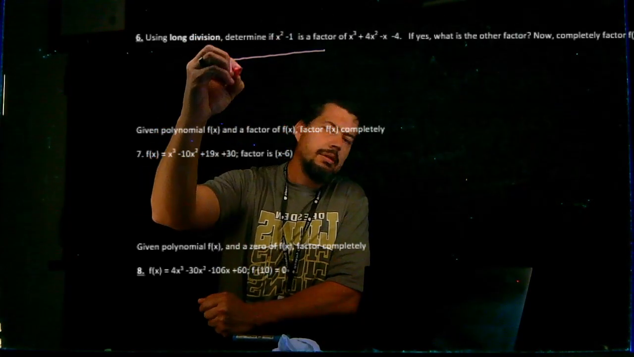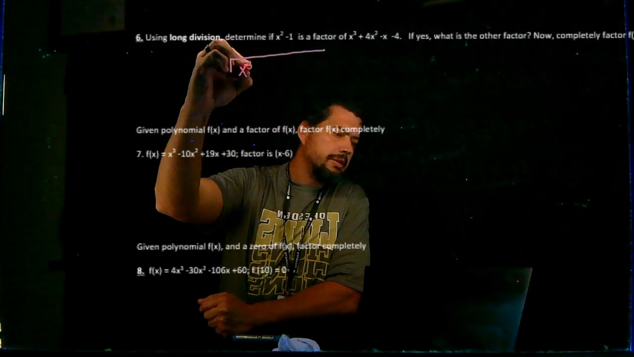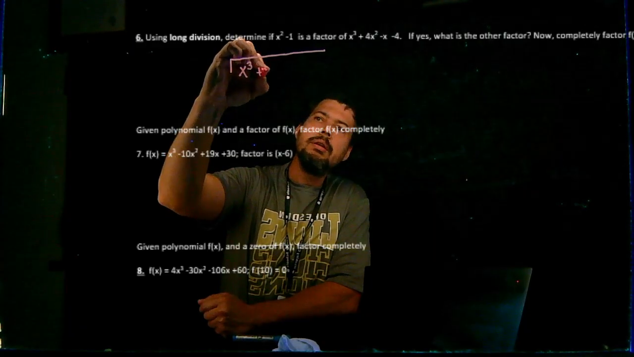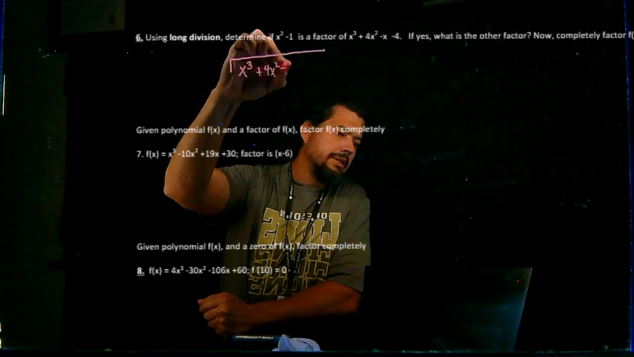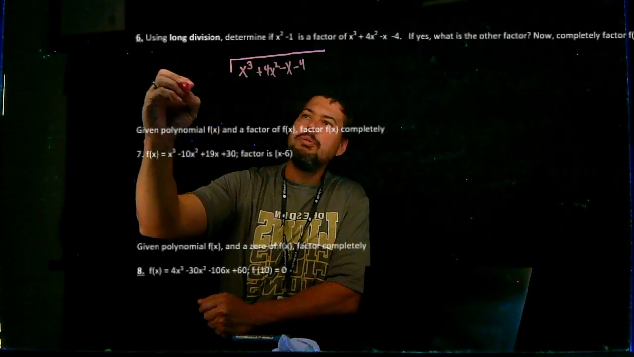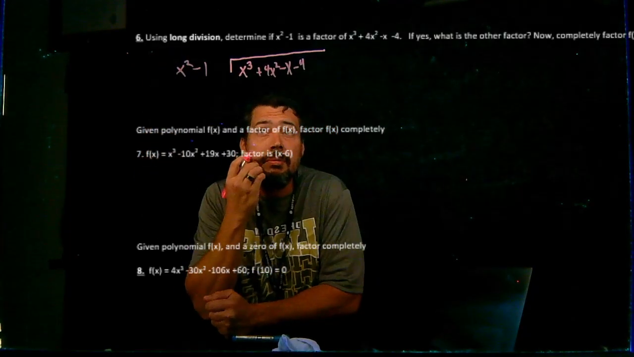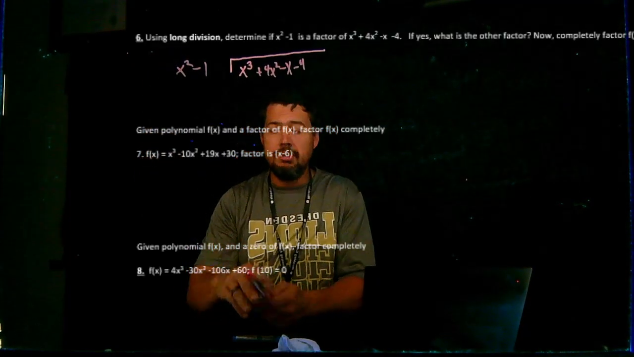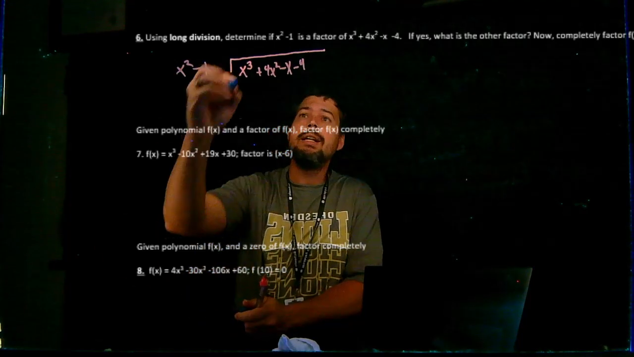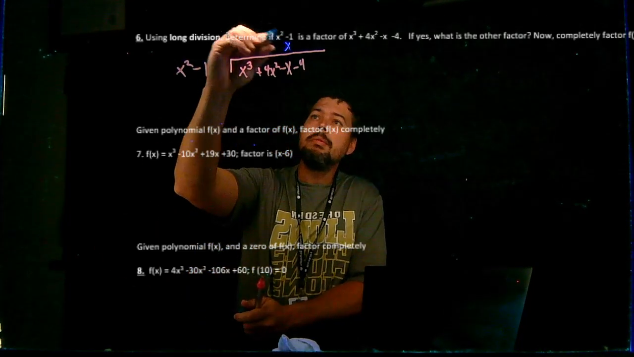All right, so I want to know if I'm going to enter x cubed plus 4x squared minus x minus 4, and I'm doing x squared minus 1. And this should work out. I remember making this problem. So to become x cubed, I'm going to need an x. Then I'm going to distribute, okay?